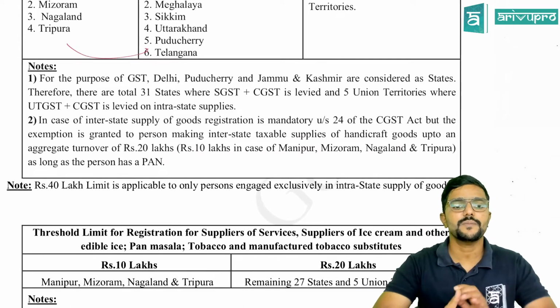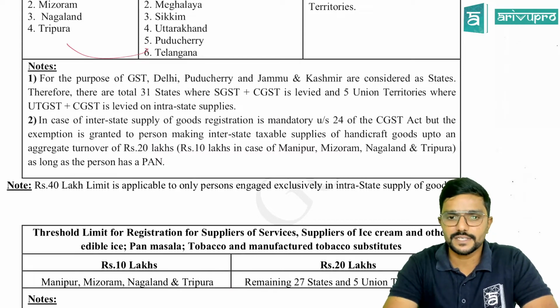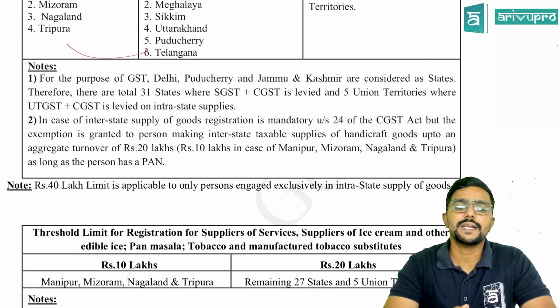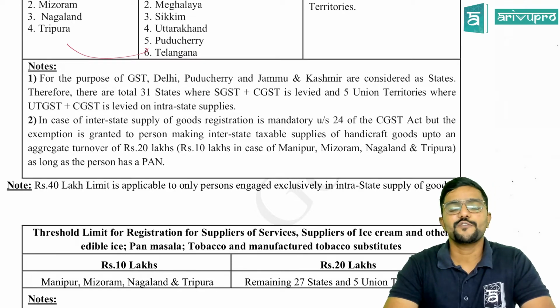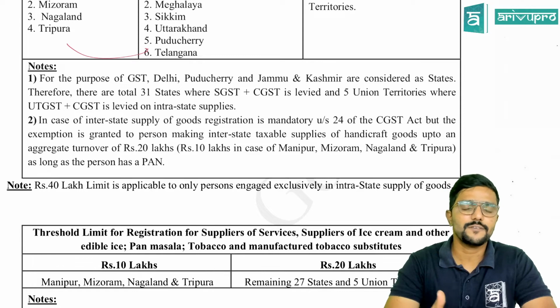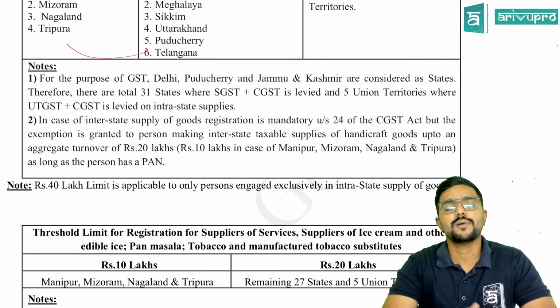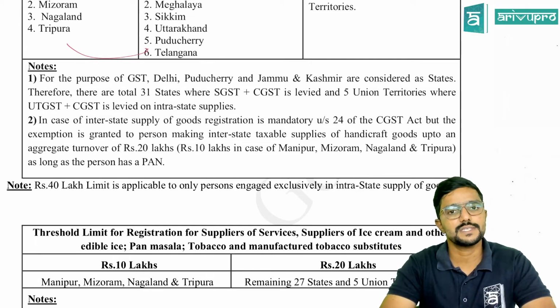Next, second point. In case of interstate supply of goods, registration is mandatory under Section 24 of CGST Act, but the exemption is granted to a person making interstate taxable supply of handicraft goods up to an aggregate turnover of 20 lakh, and 10 lakh in case of MMNT, as long as the person has a PAN. Clear? So if you are supplying any goods outside the state except handicraft goods and goods made by craftsmen, for you the registration limit is not at all applicable. Even this notification is not applicable for you.